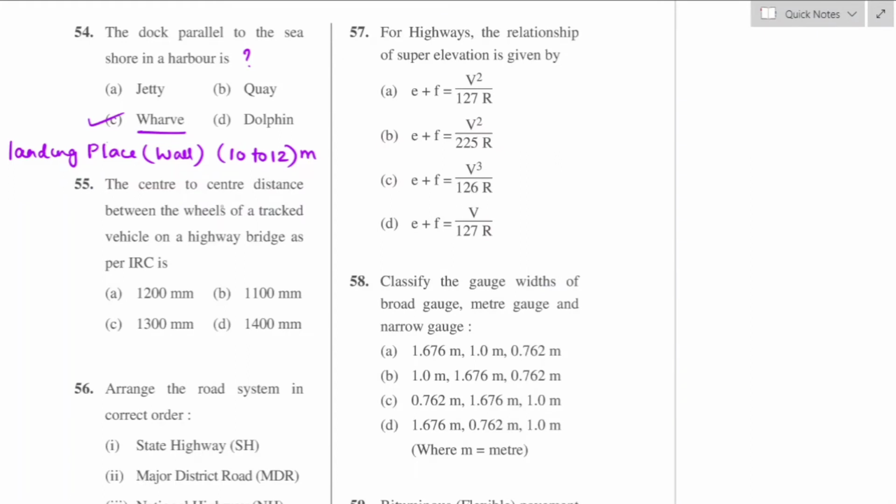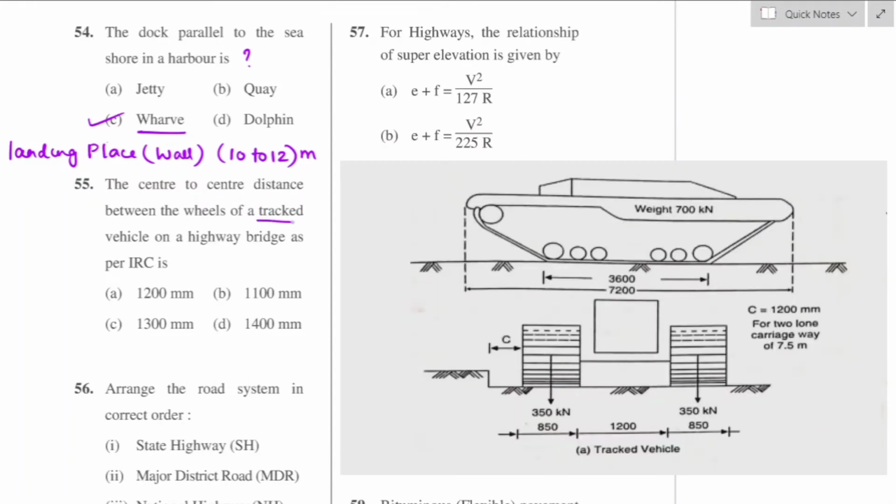Question number 55. The center to center distance between the wheels of a tracked vehicle on a highway bridge as per IRC is. So for a tracked vehicle, the center to center distance is 1200 mm. Option A is the right answer.